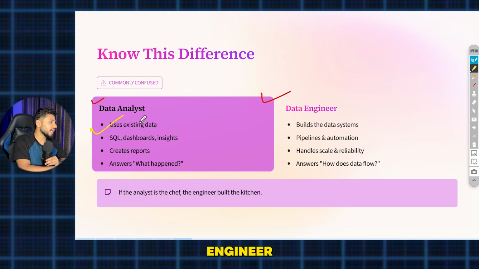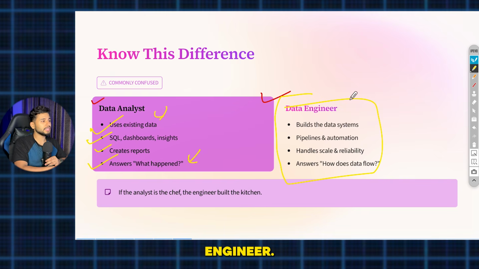So a data analyst uses the data, already existing data, proper structured data is there, so that a data analyst can use that data. That is the first difference. He uses the existing data. Next thing, SQL, dashboards, insights, all that kind of stuff will be done by a data analyst. Next thing, creating the reports, answers what happened and all.